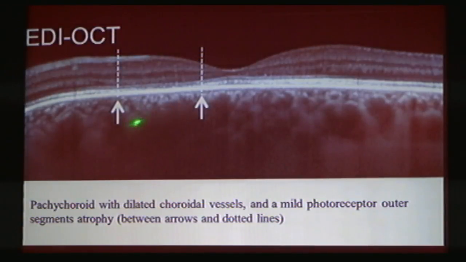So the EDI OCT has helped us see more things than what we used to see earlier. In this zone over here, we are able to see mild photoreceptor outer segment atrophy, like what Dr. Santosh was also talking about, the CORA. So the mild photoreceptor outer segment atrophy is visually quite significant, which is seen more in chronic CSRs.